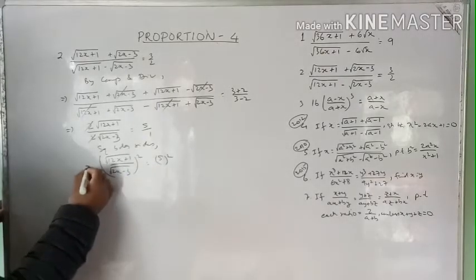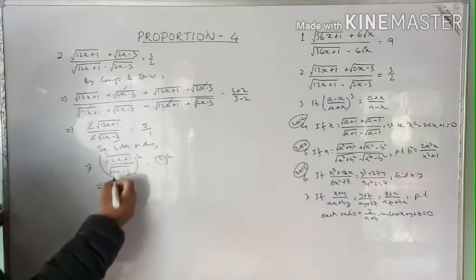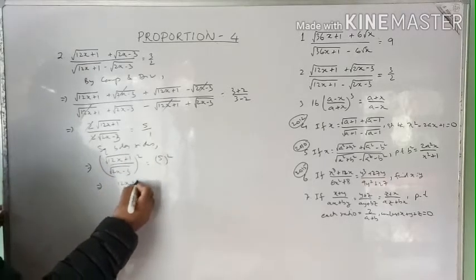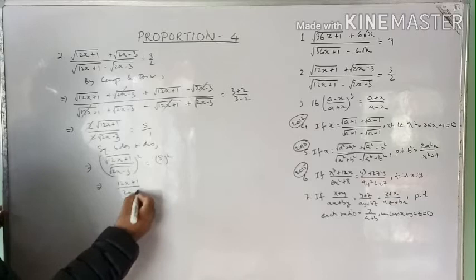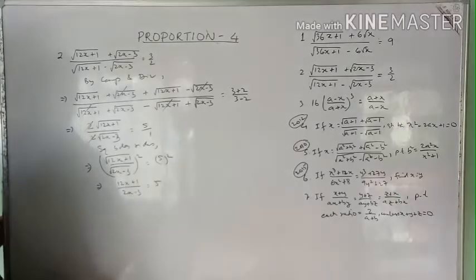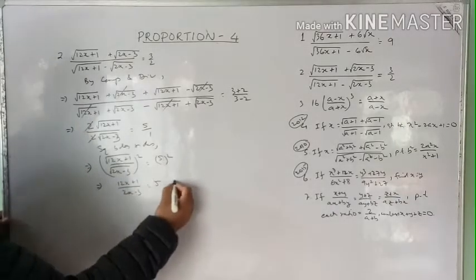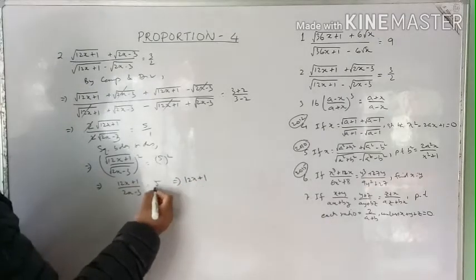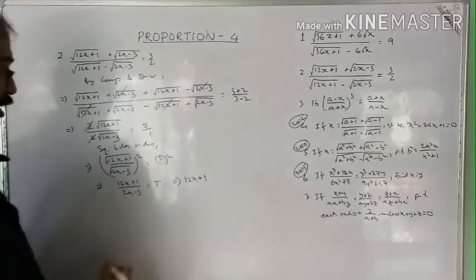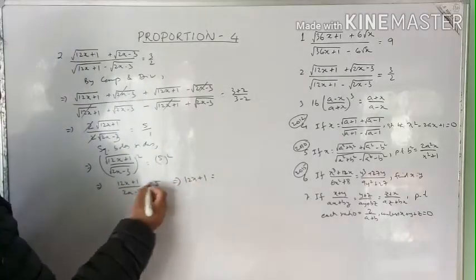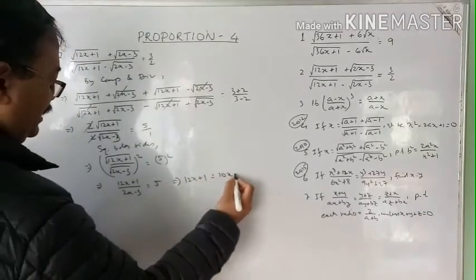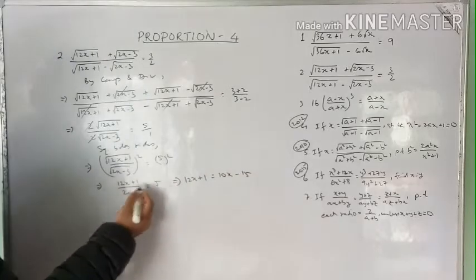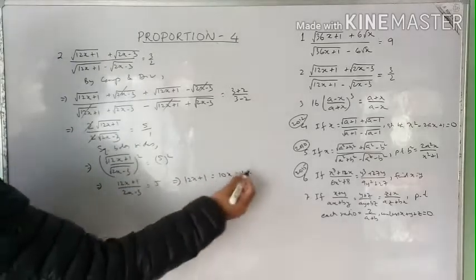So this square will cancel these roots. So we get 12x plus 1 by 2x minus 3 equal to 5. So now cross multiply. So here 12x plus 1 as it is into 1, there is 1. So same thing here, you get 5. 5 will multiply: 5 into 2, 10x, 5 into 3, 15.